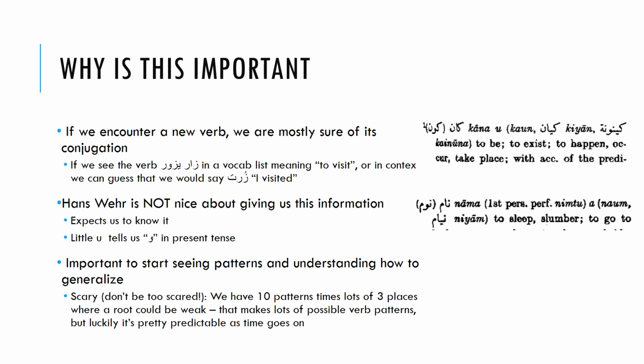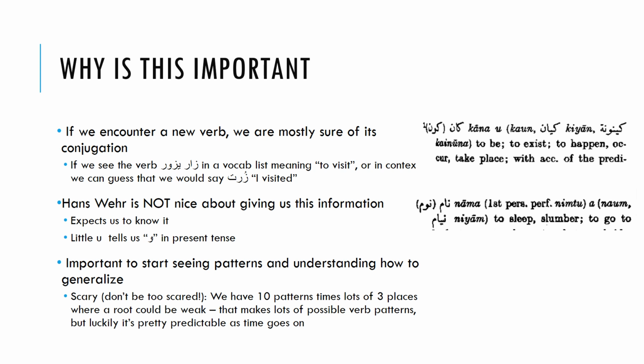So if we see the verb in a story and it says zar ochto or yazur ochto, and we figure out that it means to visit, we can guess, just based on the past and present tenses we've seen around, that we would want to say zurt. We have a sense that we're probably going to have a dum on it because it has that wow in the present tense. It falls into the middle wow pattern, and it's going to be just like ruh, shuft, all those other ones. We just add it to that bucket of middle weak verbs with a wow in the middle.